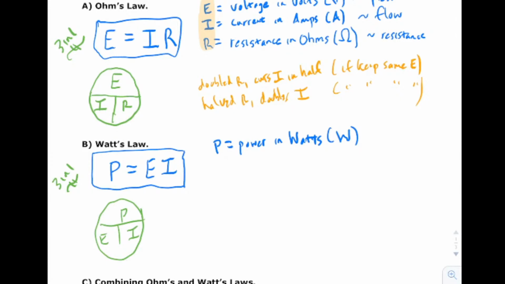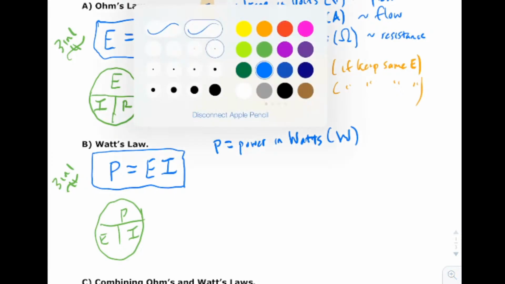E, of course, is the same. I don't have to repeat that, right? E is volts. It's like a pressure. I is flow. It's amps. It's a current. So those are the same as Ohm's law. But what is power anyway? Ask yourself that question for a second.